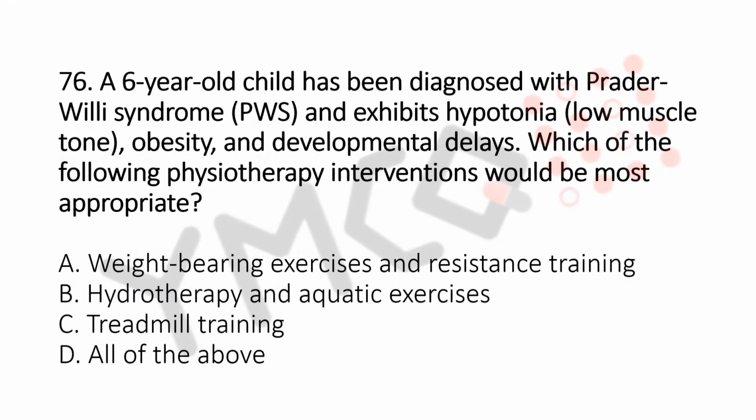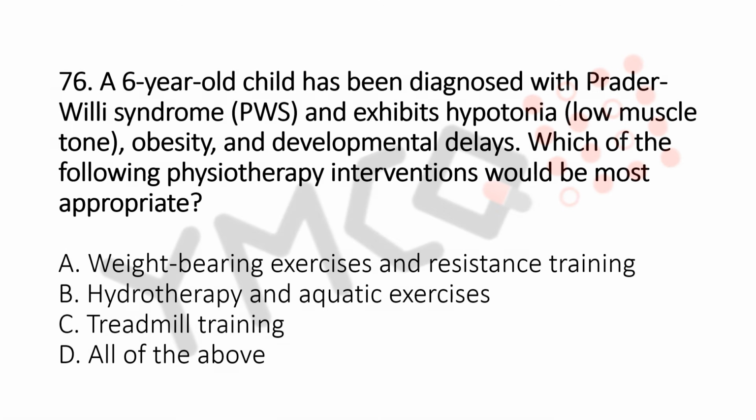A 6-year-old child has been diagnosed with Prader-Willi syndrome and exhibits hypotonia, low muscle tone, obesity and developmental delay. Which of the following physiotherapy interventions would be the most appropriate? Option A. Weight-bearing exercises and resistance training. Option B. Hydrotherapy and aquatic exercises. Option C. Treadmill training. Option D.